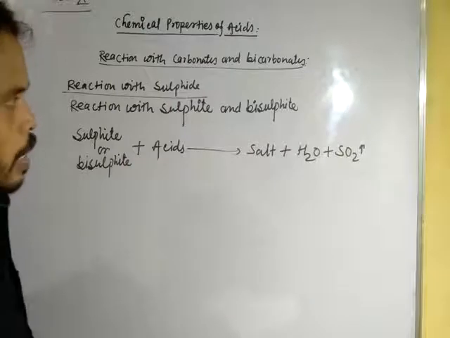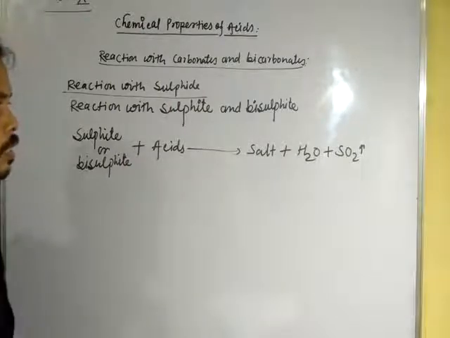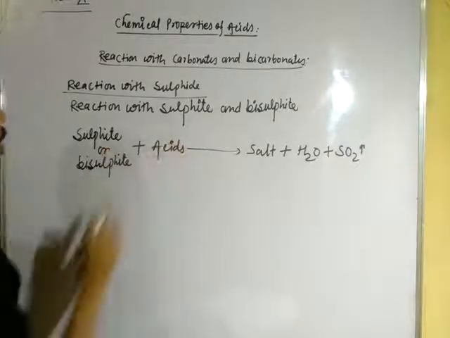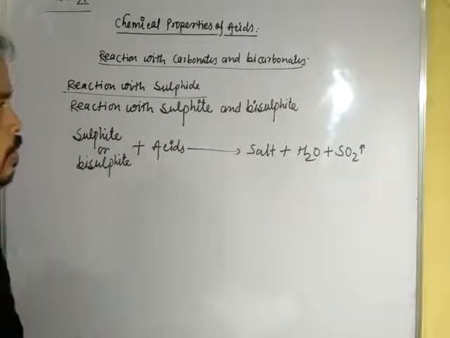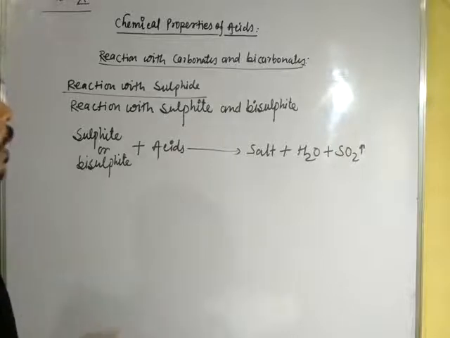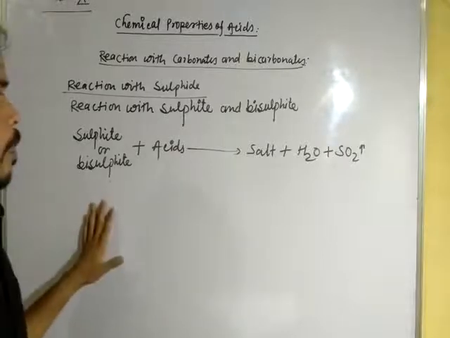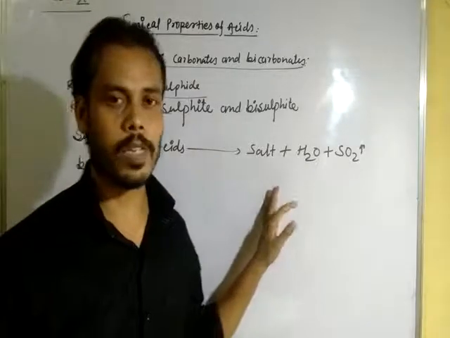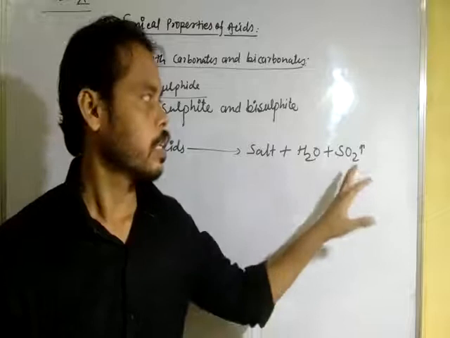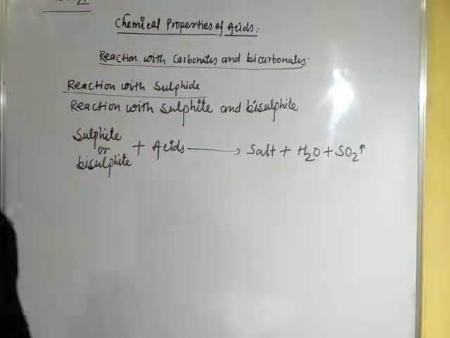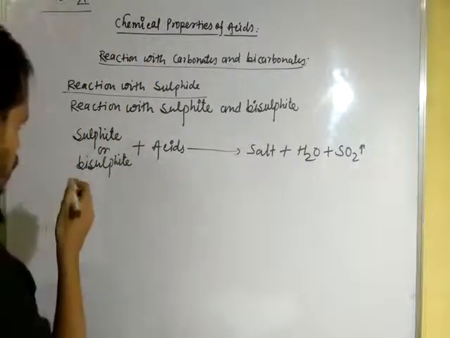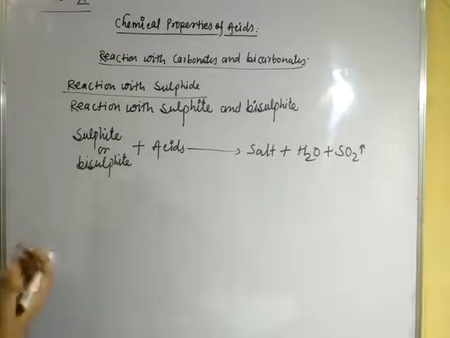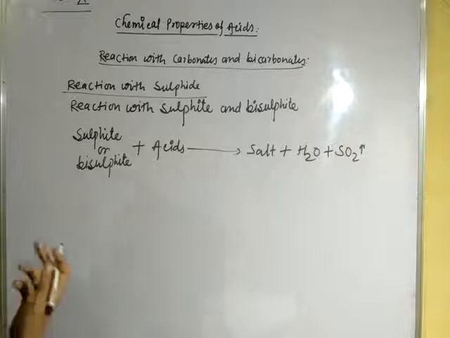Okay, we can understand easily by this skeleton what happens when sulfite or bisulfite is treated with acid. Always keep in mind that formation of salt, water and sulfur dioxide takes place. See here, sulfite, we are talking about sodium sulfite, potassium sulfite, calcium sulfite, etc.